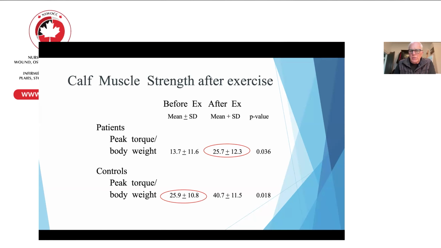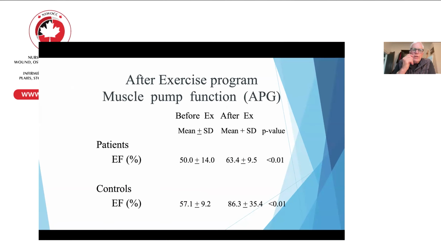So it actually brings it to what would be regarded as a fairly normal level of strength. And then if you look at measures of calf muscle pump function, and here we're just looking at the ejection fraction, you'll see again ejection fraction improves in both those with previous venous ulcers and in controls. But once again, you look at that improvement in those who have had venous ulcers, you'll see that it actually improves it up to and in fact above the level of those controls before they have an exercise program.